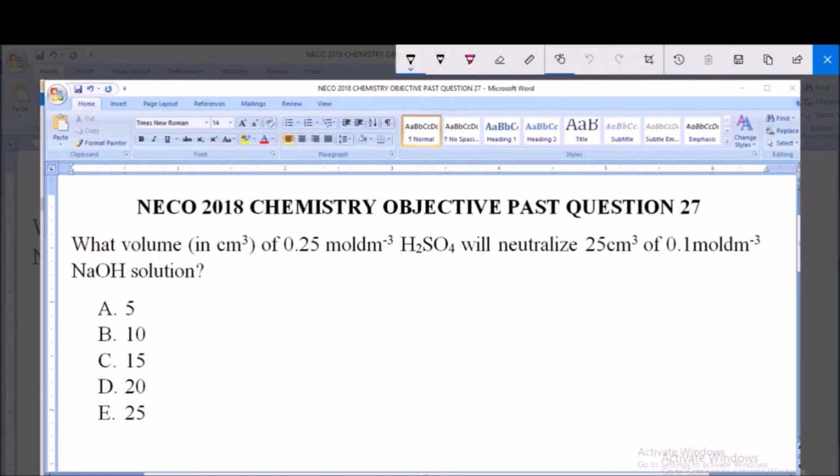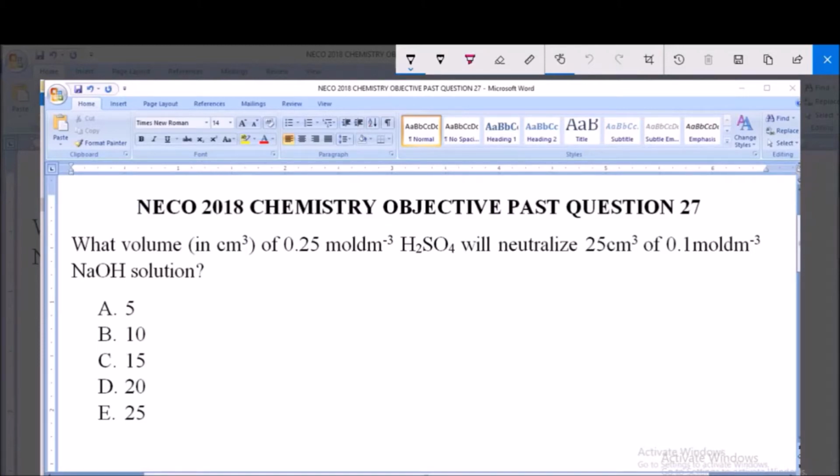I will be answering NECO 2018 Chemistry Objective Past Question 27. What volume in centimeter cube of 0.25 mole per dm cube of H2SO4 will neutralize 25 centimeter cube of 0.1 mole per dm cube NaOH, that's sodium hydroxide solution? A 5, B 10, C 15, D 20, and E 25. In essence, they're asking us to find the volume of the acid, that's tetraoxosulfate VI acid, that will neutralize 25 centimeter cube of 0.1 mole per dm cube of sodium hydroxide solution.